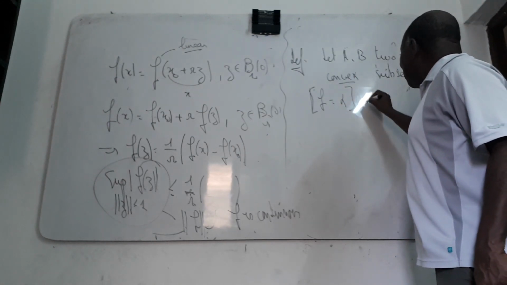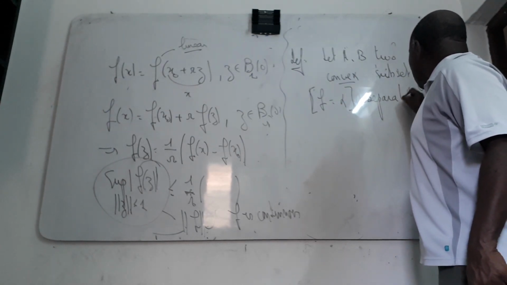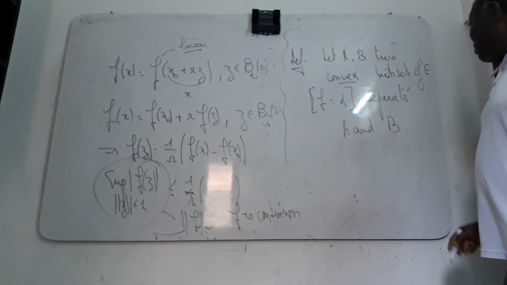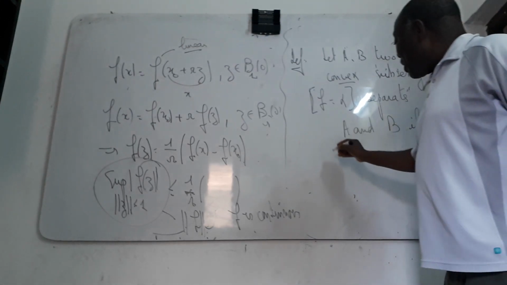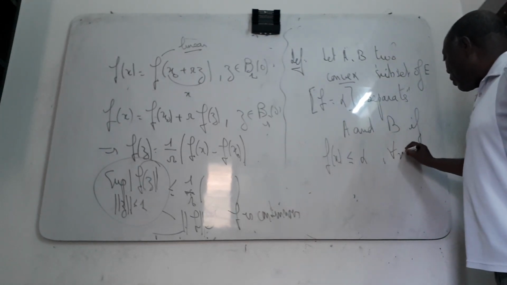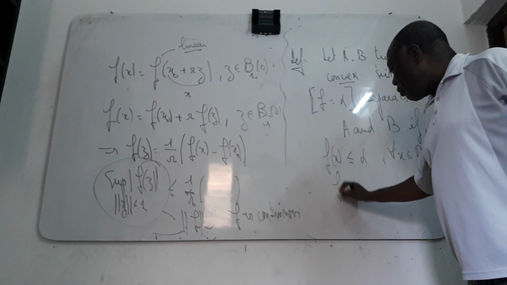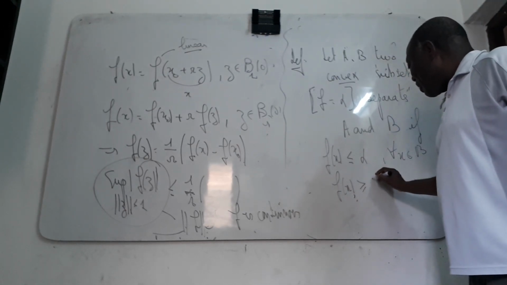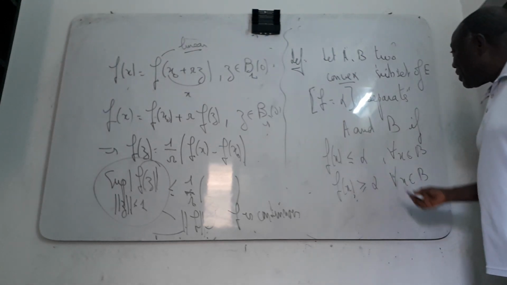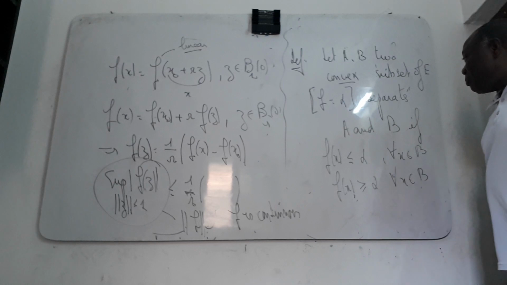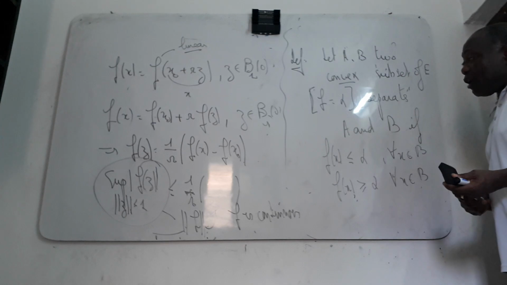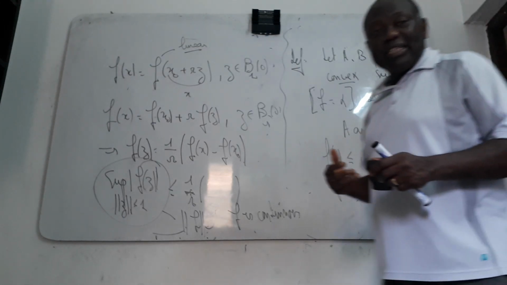this separates A and B. That means that if you have f of x less than alpha for all x in A, and f of x greater than alpha for all x in B, then we say that the hyperplane separates the two convex sets A and B when we have this kind of condition. And I'll give you another definition concerning separation.